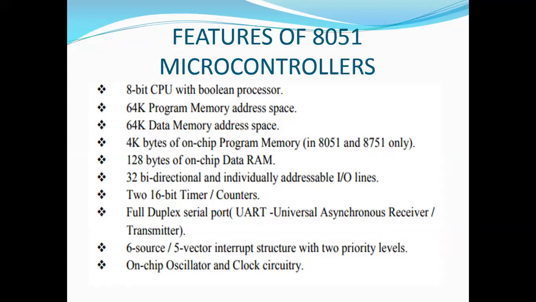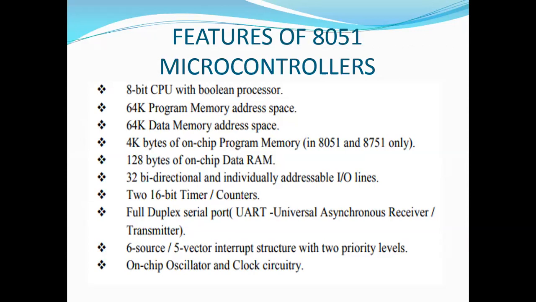These are the features of the 8051 microcontroller. What are the features? This is an 8-bit processor, that is, it can process 8 bits at a time. The next feature is the memories inside: data memory and program memory. Data memory is RAM and program memory is ROM. Here 128-byte RAM and 4 kilobyte ROM are on chip. As external memory we can interface 64 kilobytes of program memory and 64 kilobytes of data memory.